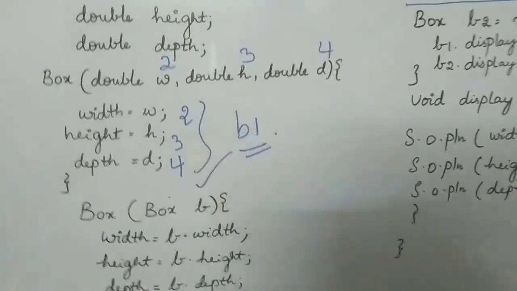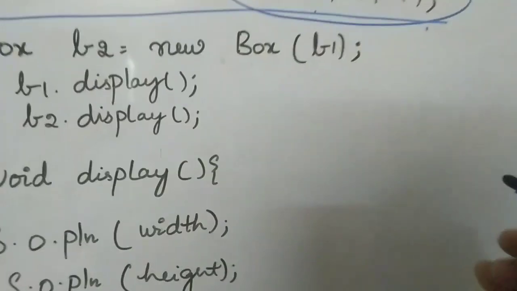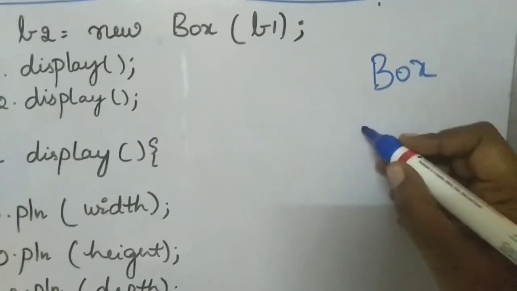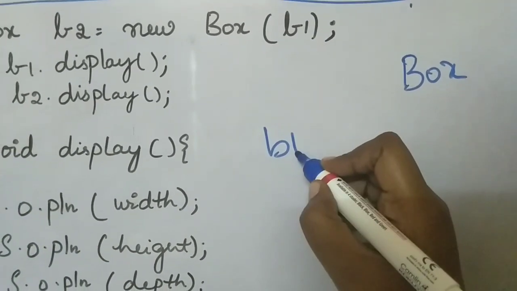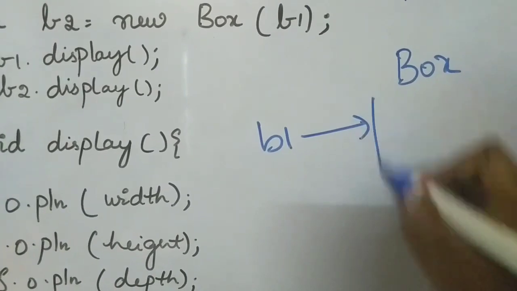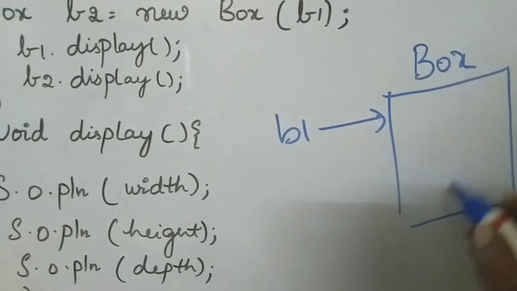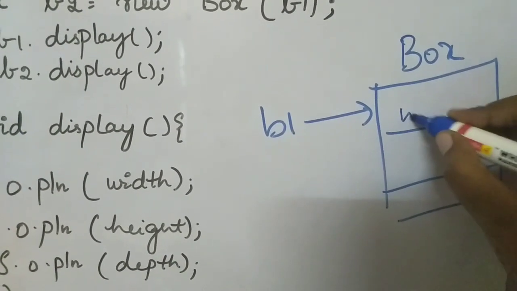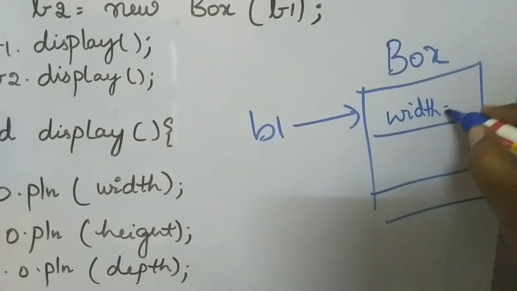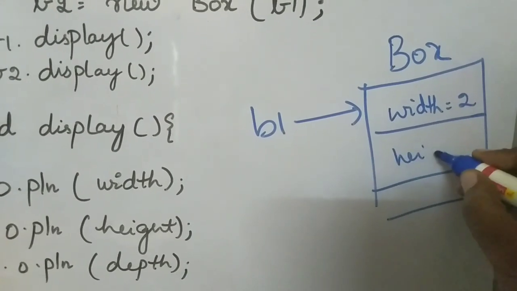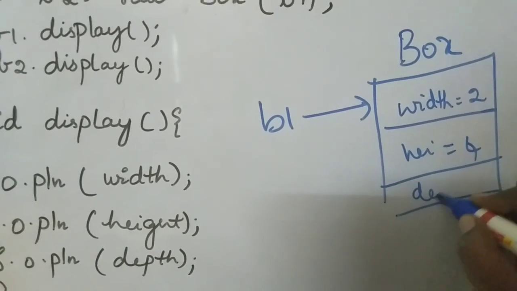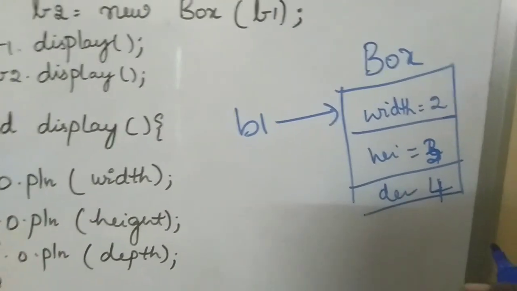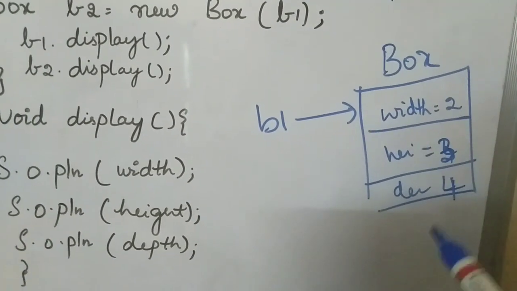If you look into the memory, this is how it looks. There is an object of the Box class with the reference variable B1, and memory is created for the three instance variables of this object: width is equal to 2, height is equal to 3 and depth is equal to 4. This is how it is created.